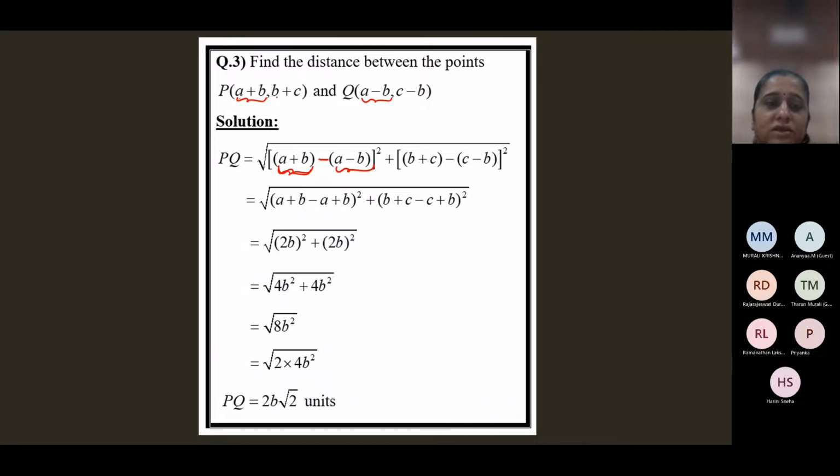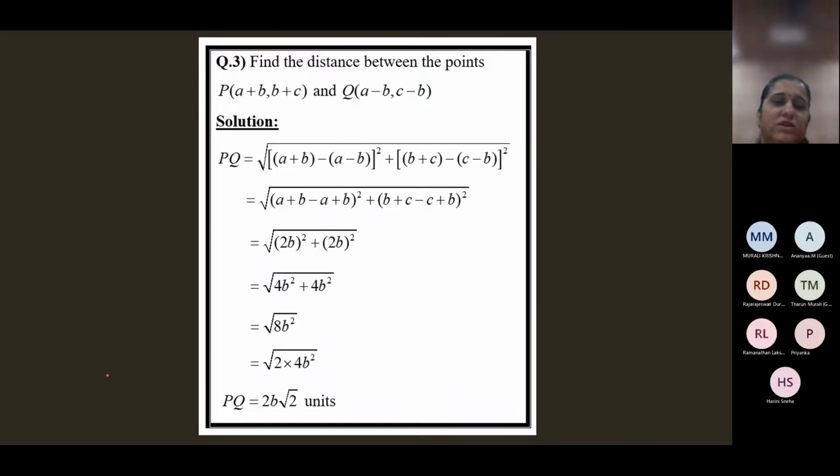Plus, this is the y coordinate of p, this is the y coordinate of q. You can write them in any order. You need to subtract them and square it. So the square root of the difference between the abscissae, the whole square, plus the difference between the ordinates, that is the y coordinates, the whole square.